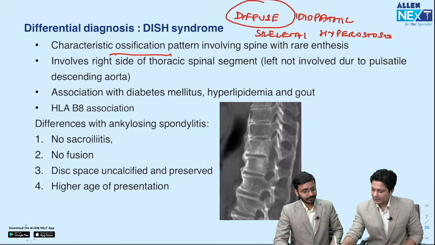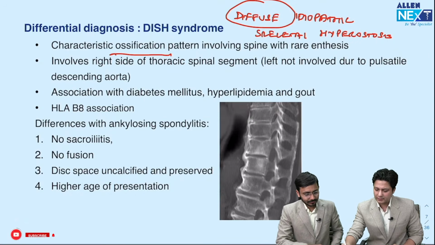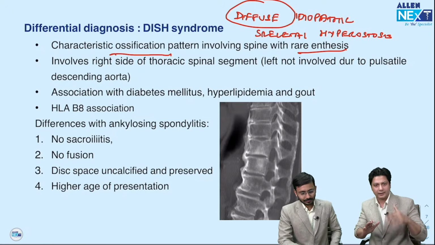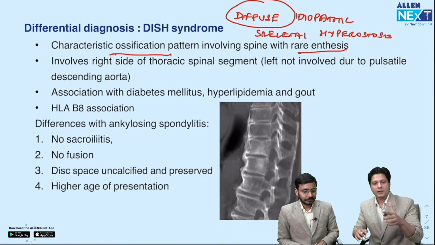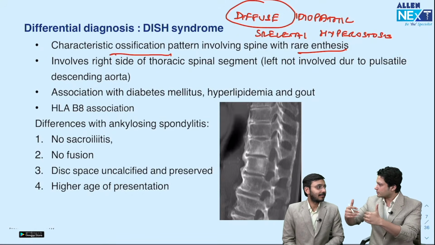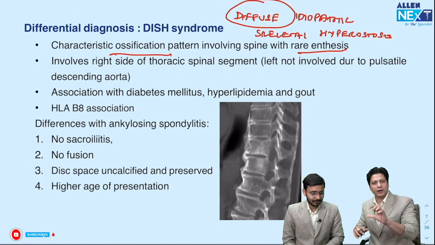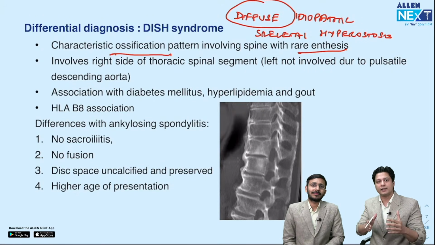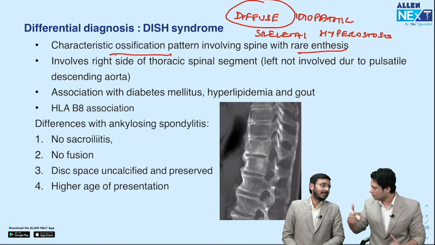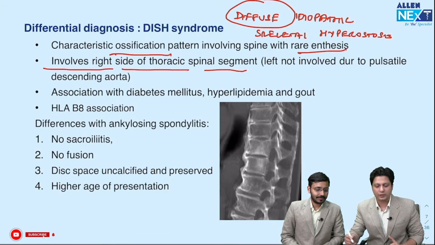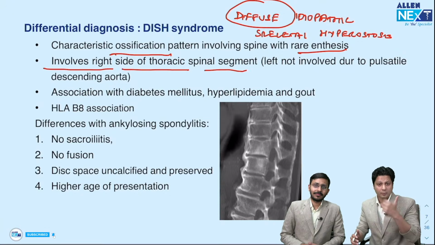As far as enthesis or enthesopathy is concerned, it is relatively rare in DISH syndrome compared to ankylosing spondylitis. That is one difference. Second, there is a specific involvement of the anterolateral aspect of the thoracic spine. There is a theory that, because of the descending aorta pulsations, the left side of the thoracic spine is not commonly involved, but there is a peculiar involvement of the right side of the thoracic spine. That is point number 2.